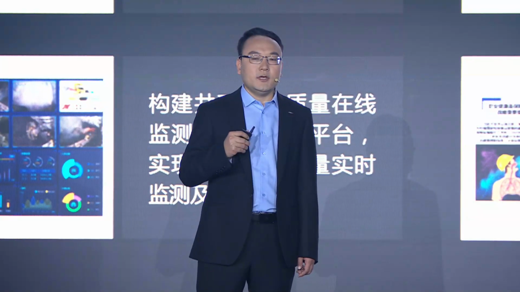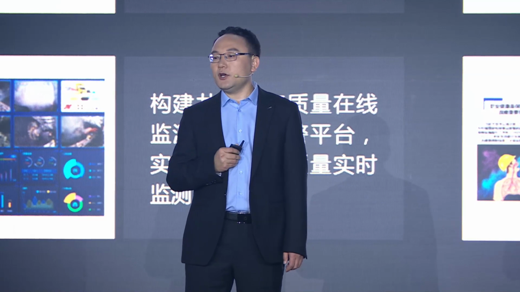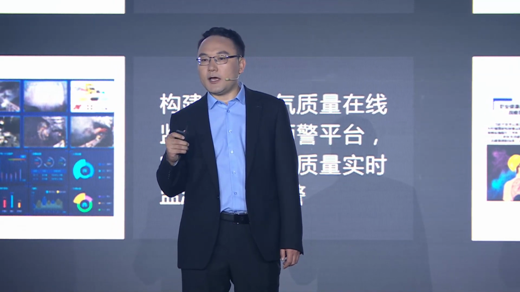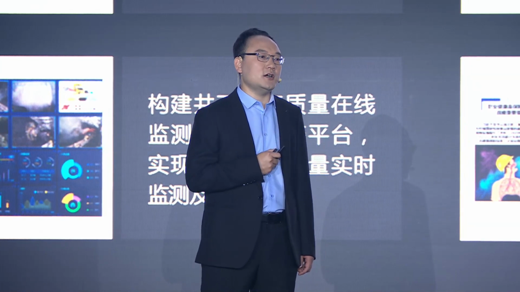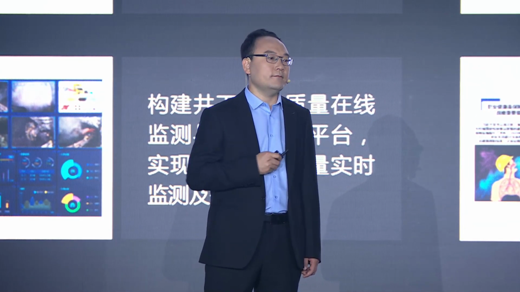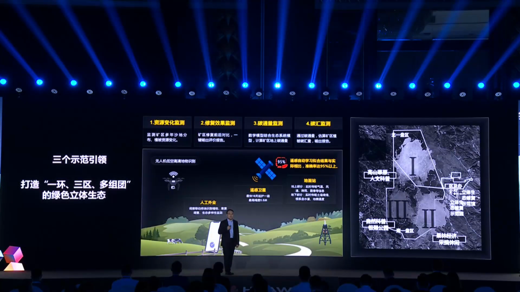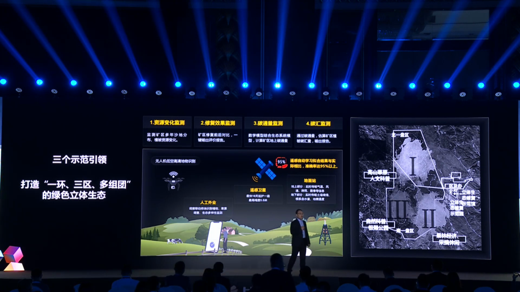We look at six aspects. We are going to develop four technical equipment, one assurance system, and one alert platform to improve the air quality underground. The third pillar is about green ecosystem.